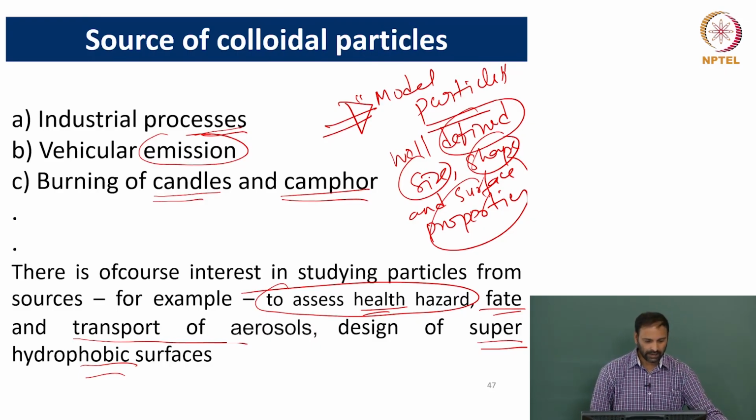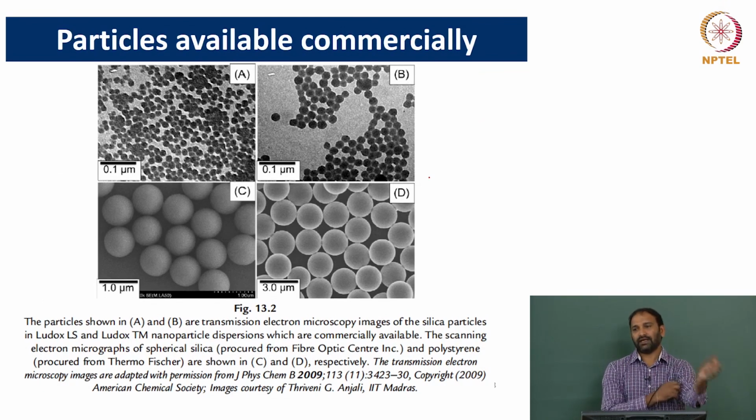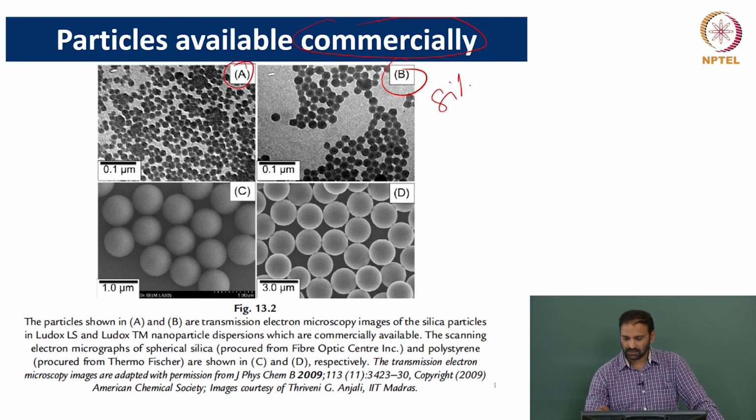And again, how do you get these particles? Actually, there are a lot of particles that are commercially available. You don't have to worry about buying, you don't have to worry about synthesizing them. They're commercially available. What you're given is an example of 4 different types of particles. A and B are actually silica particles.